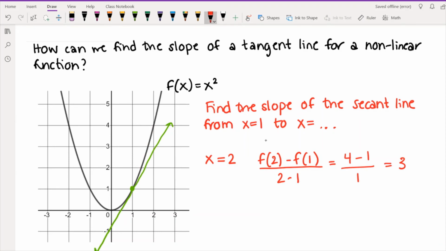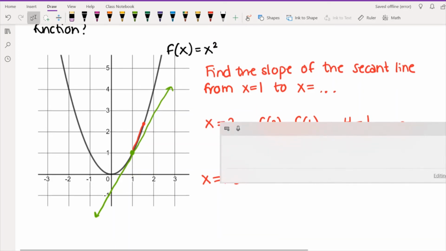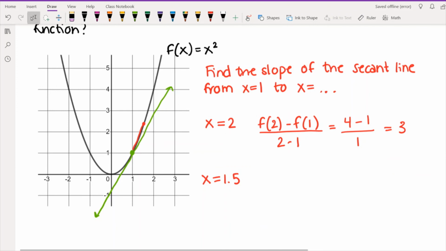Well, let's say that instead of going from 1 to 2, let's now go from 1 to 1.5. So that's going to look more like this. So if we find the slope of the line from 1 to 1.5, if we just compare what we had previously to what we drew now, it's getting a little closer. So before we find that slope, I'm actually going to show you on Desmos, just to really help you see what this method is that we're doing.